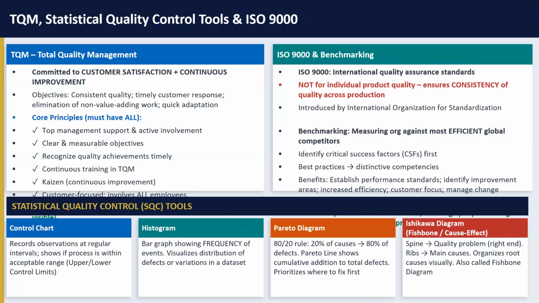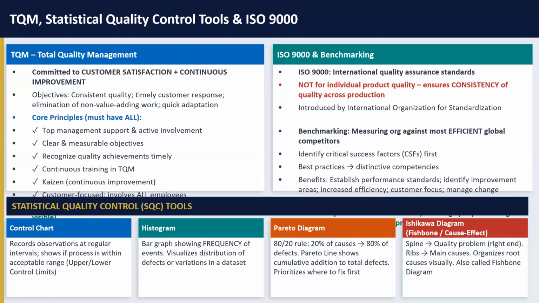Consistent quality maintenance, timely customer response, elimination of non-value adding work, and quick adaptation to new technology. These objectives are important. So when it comes to TQM, you should exactly know what it means. Okay, memorize it. Then the core principles are top management support and active involvement of everyone in the firm.